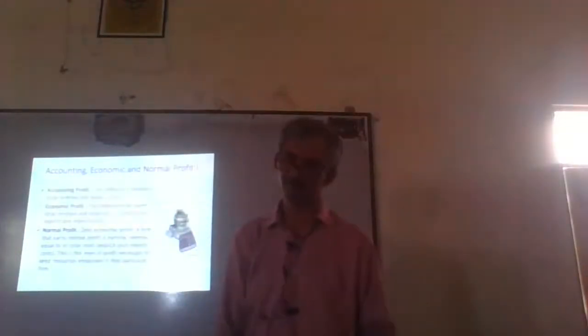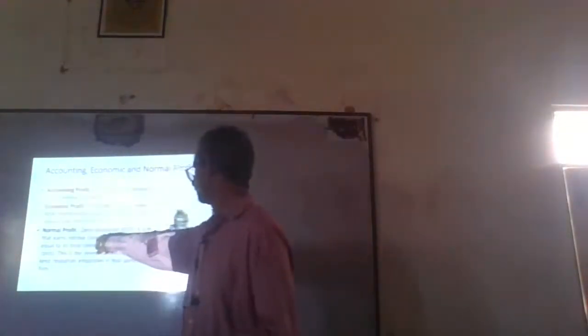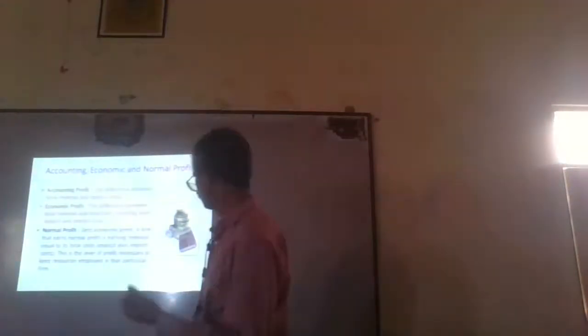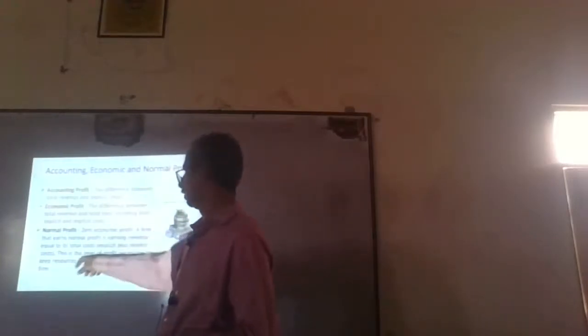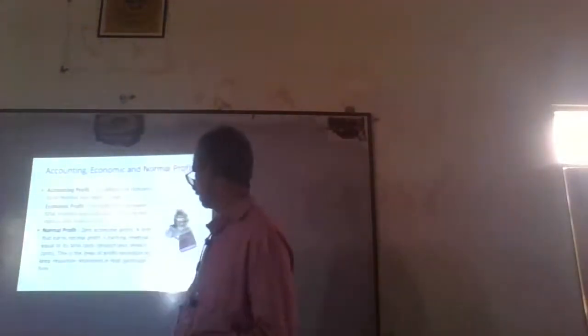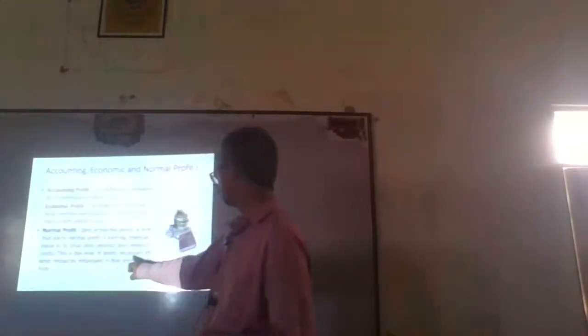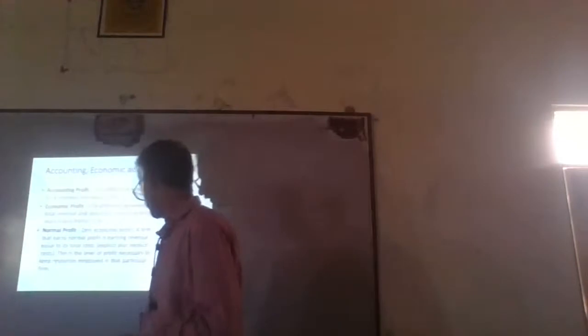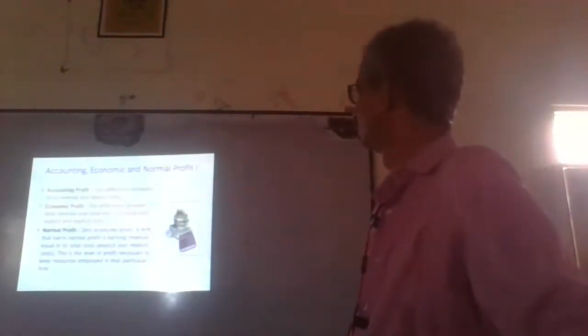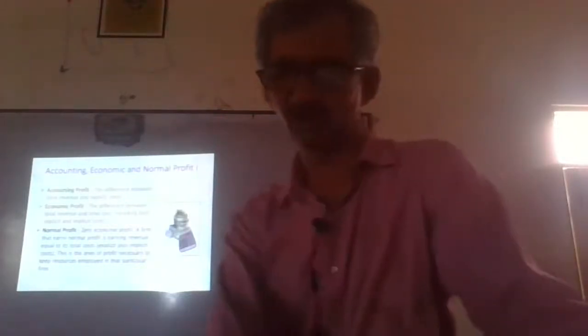So the normal profit means zero economic profit, and can also be known as the normal profit. A firm that earns normal profit is earning revenue equal to its total cost, explicit plus implicit cost. This is the level of profit necessary to keep resources employed in that particular firm. Even if a firm's total revenue equals total explicit and implicit cost, leaving zero profit, we say the firm is earning the normal profit.